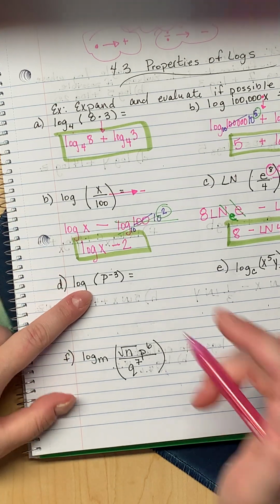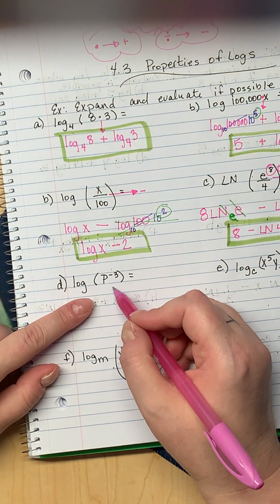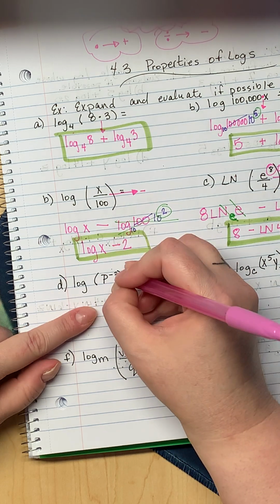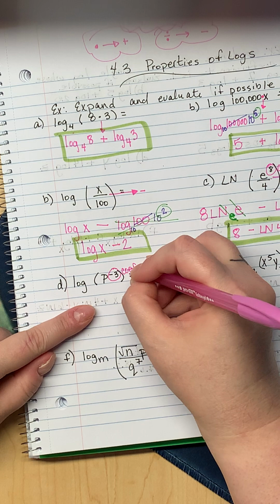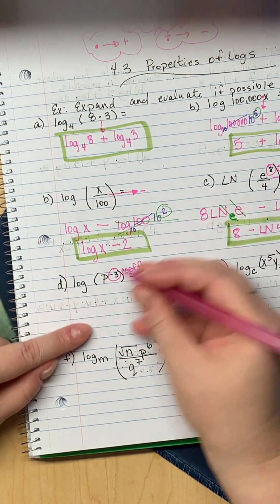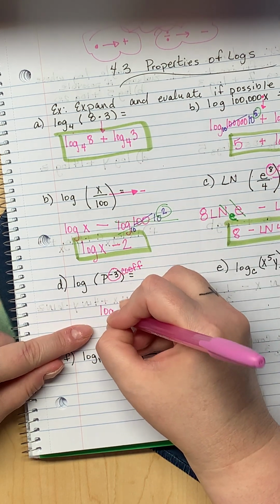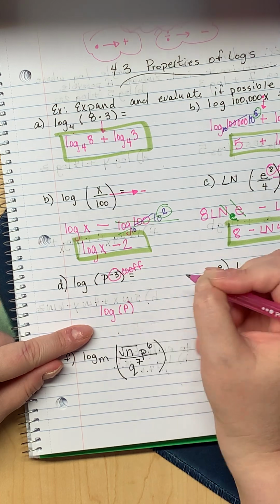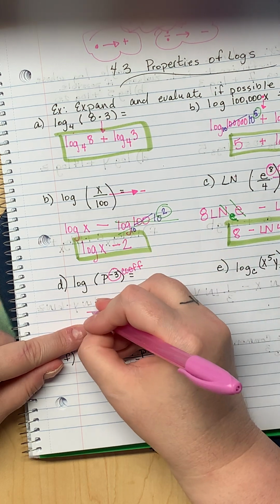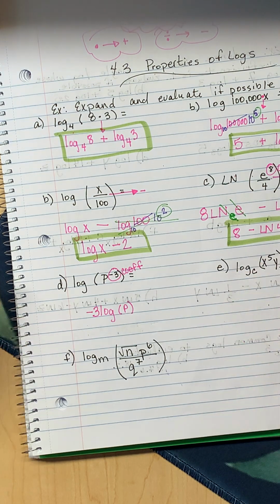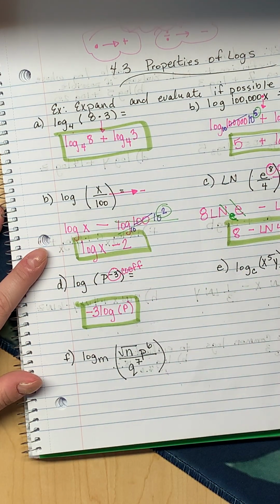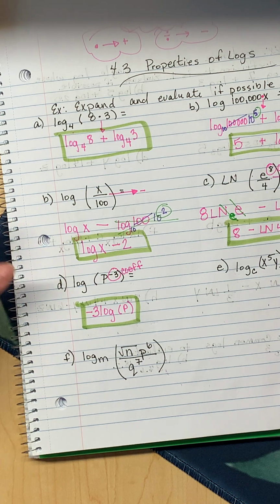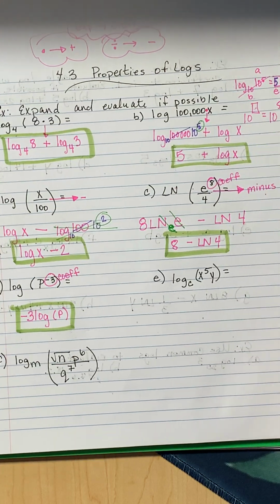Okay, for the next one, I don't see any multiply, I don't see a divide, but I do see an exponent. And an exponent always becomes a coefficient. So I'm still going to have log of p, but that exponent, -3, is now in front. And that's it. We're not getting x equals 2, x equals 1. We're just moving them around according to the rules.